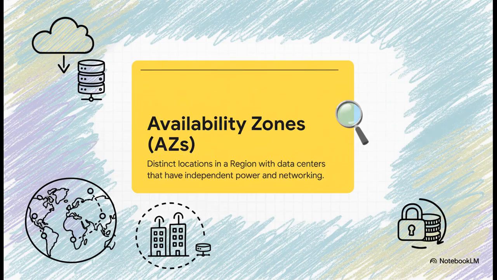Now, let's zoom in a little closer. Inside each of those regions, you'll find multiple availability zones, or AZs. You can think of an AZ as a cluster of one or more massive data centers, and each one has its own independent power, its own cooling, its own networking. This is the secret sauce for high availability. If one data center has an issue, your application just keeps on running in another AZ without skipping a beat.